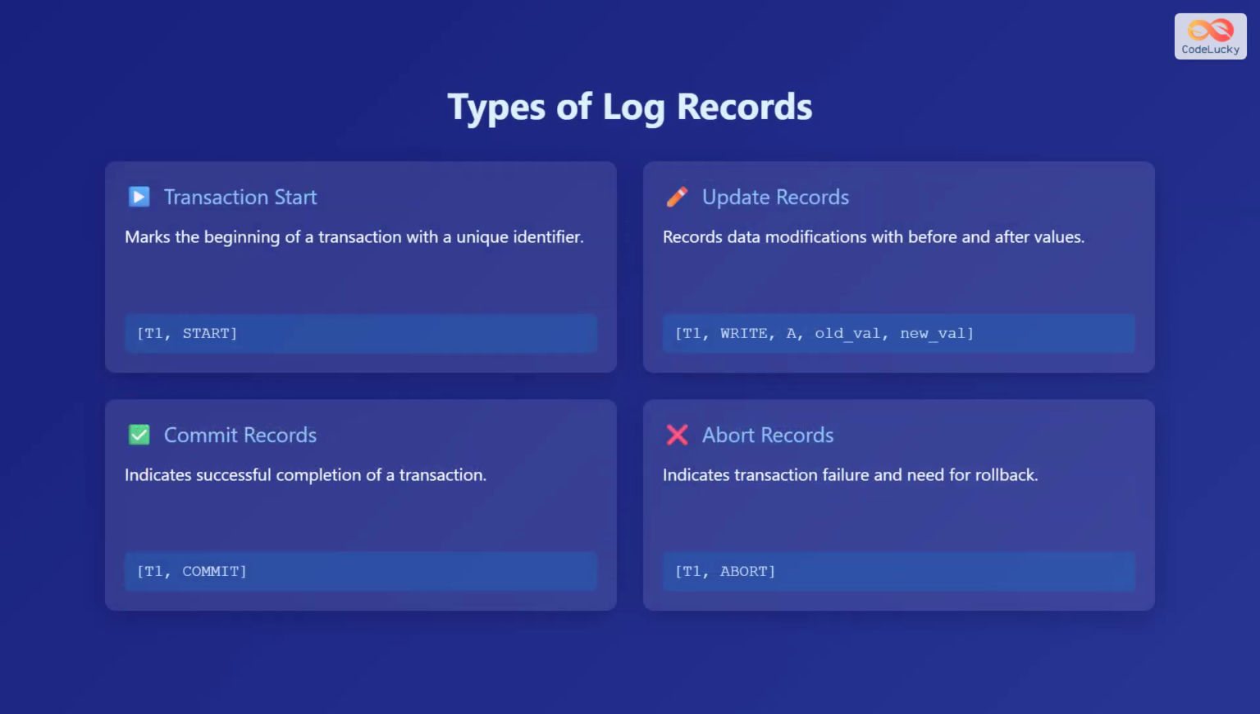There are 4 main types of log records. First, we have the transaction start record. This marks the beginning of a transaction with a unique identifier. For example, T1 start. Next, there are update records. These record data modifications with the before and after values. For example, T1 write A, old value, new value. Then we have commit records. They indicate the successful completion of a transaction. For example, T1 commit. Finally, there are abort records. They indicate a transaction failure and the need for a rollback. For example, T1 abort.